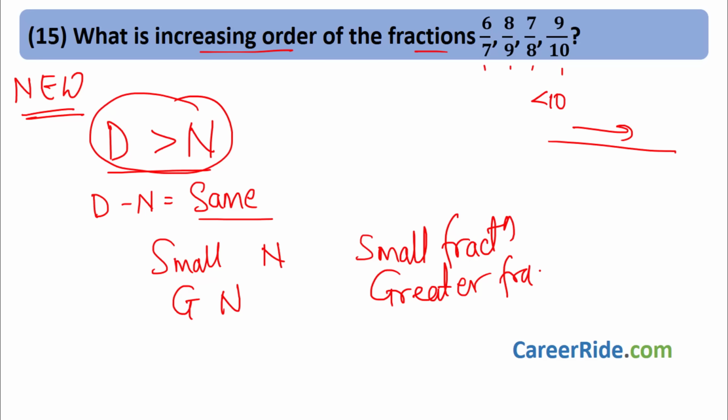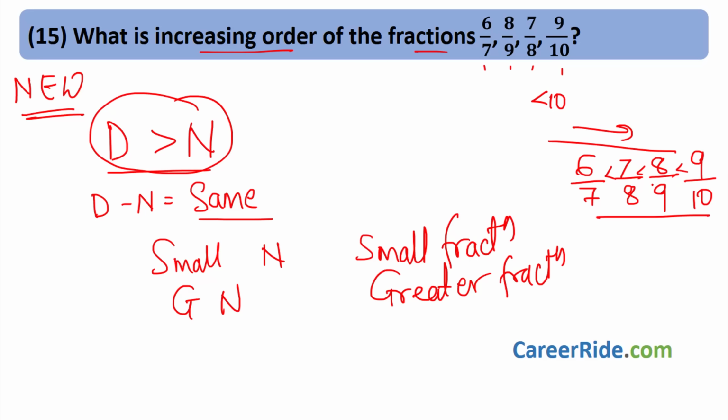So over here, which is the smallest numerator? 6. So 6 by 7 is the smallest. Which is the largest numerator? 9. So 9 by 10 is the greatest. Now between 8 and 7, 7 is smaller, so 7 by 8 comes here. 8 is greater than 7, so 8 by 9 comes here. This is the ascending order of the fractions. See how easy it is.